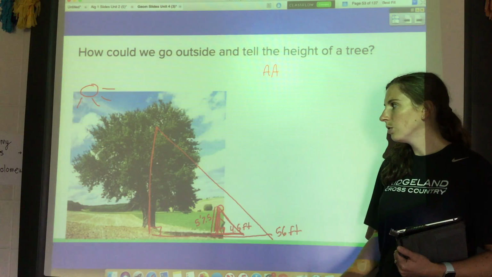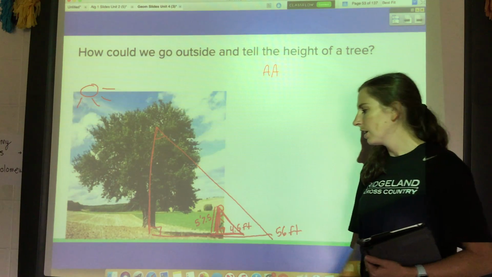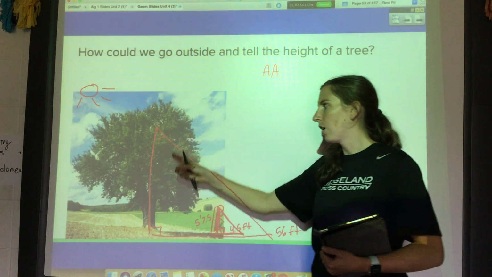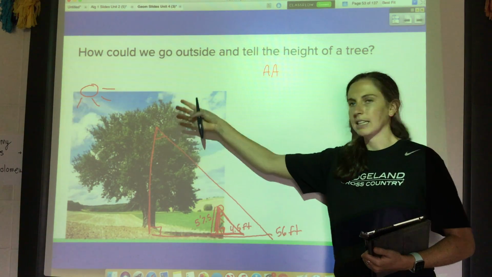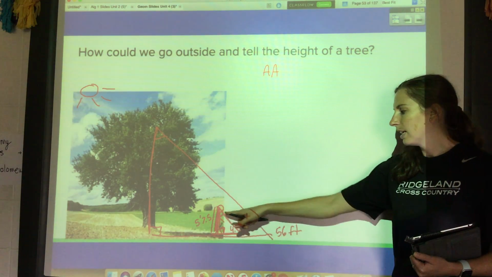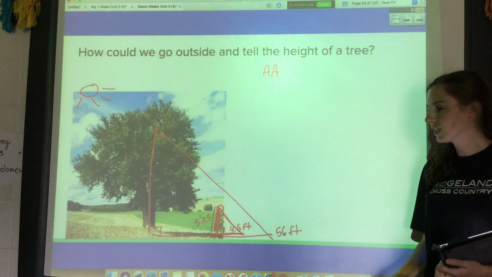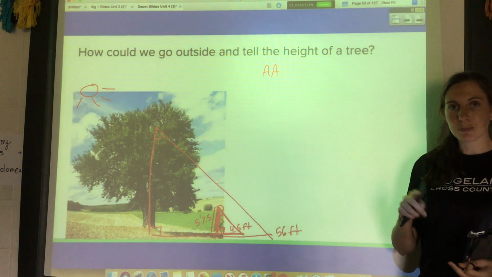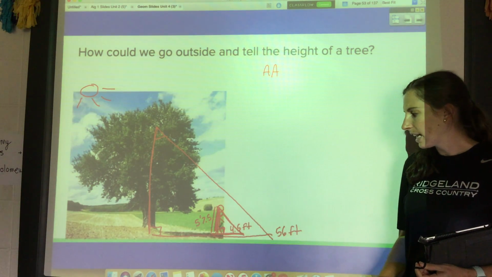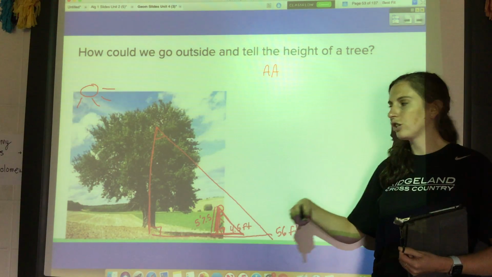And then I also know that this angle and this angle are congruent. The reason for that is because of the sun. The sun is beaming down basically in the same way to both the tree and to you, and so this angle is the same because of the sun's rays. So I know these are similar triangles, which means I know that all the sides are proportional, which means that I could set up some ratios with my height and my shadow and the tree's height and the tree's shadow.